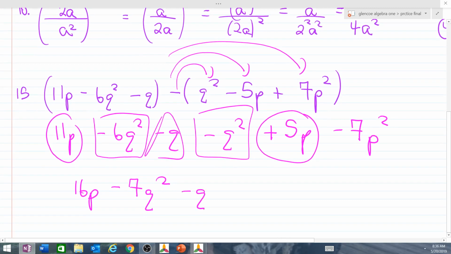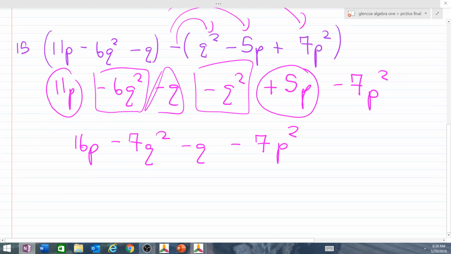Minus q minus 7 minus 7p squared. And then you can rewrite it. I probably would have, if it was in descending order, all the p's would have gone first and then the q's, but they did it by exponent. So they did the highest exponent of the p, then the highest exponent of the q.